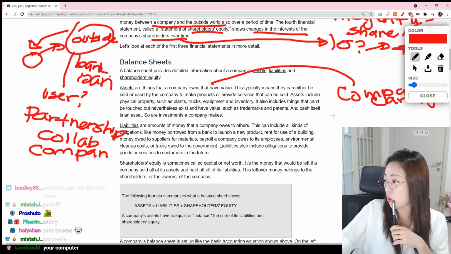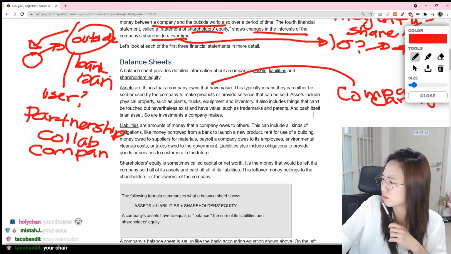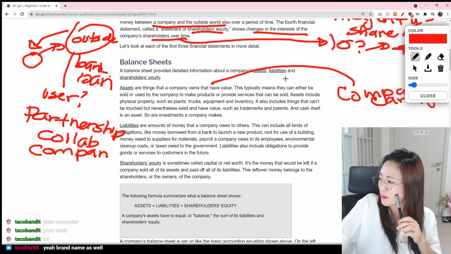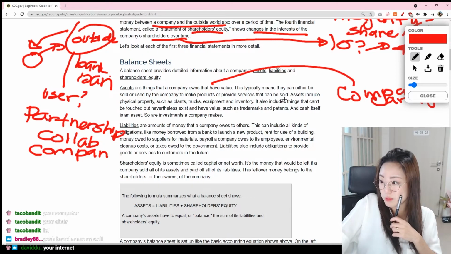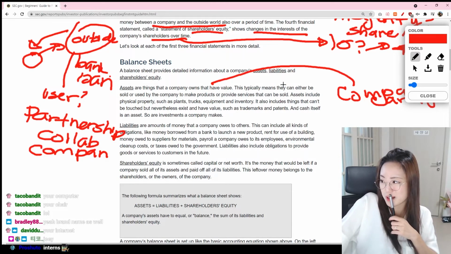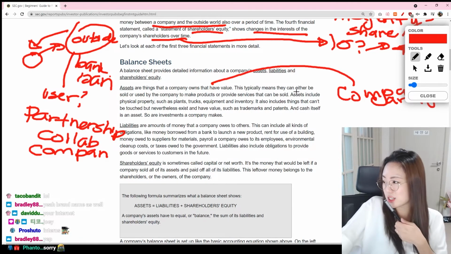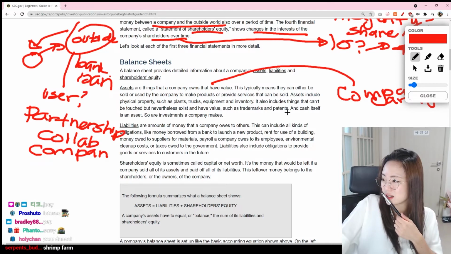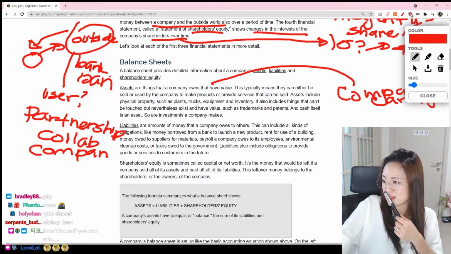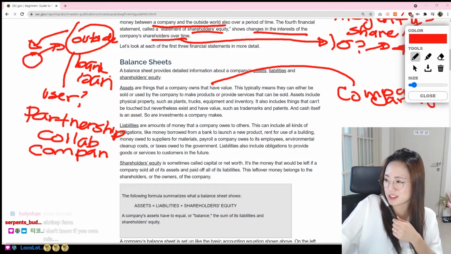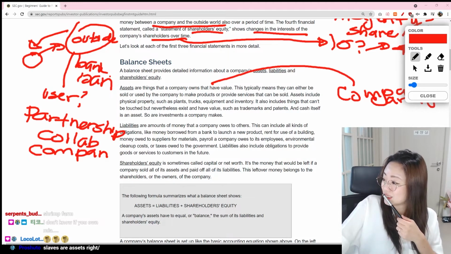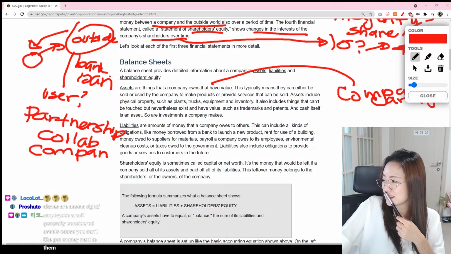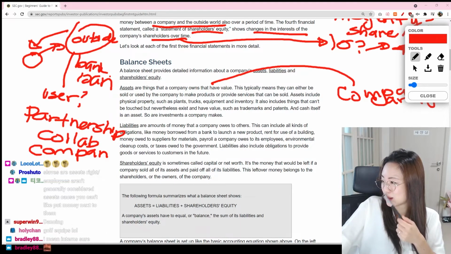So what would be an asset for my company? My computer, candy? My chair? That's my asset. My internet is actually owned by Joey. Does my dance count? I own him. Are slaves assets? Oh, that's so cute. Oh, really?